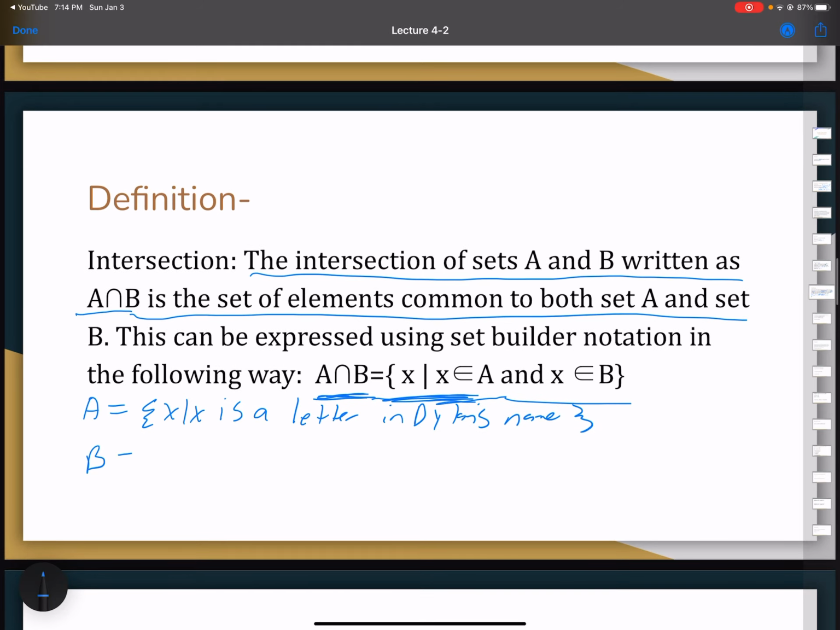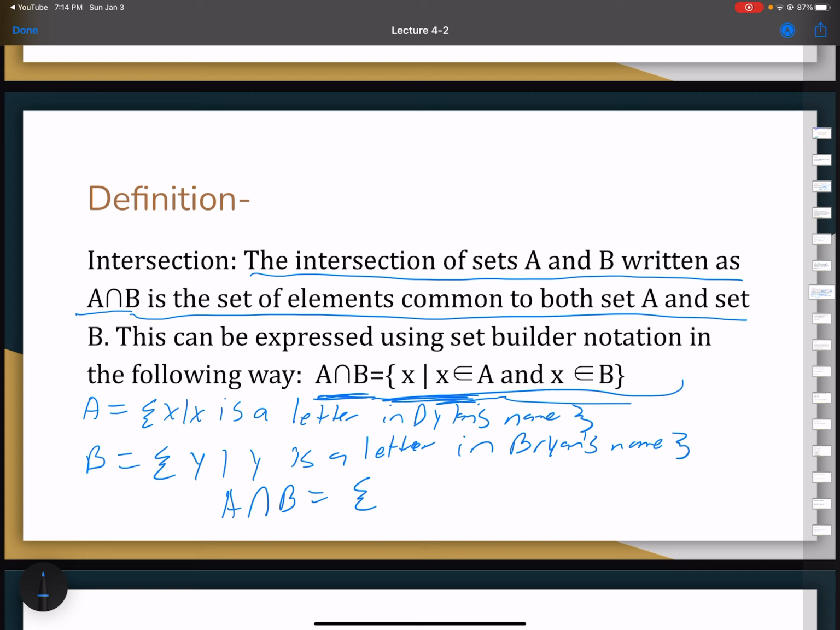And we'll take set B as all of the y given that y is a letter in Brian's name. And we want to find A intersect B: all of the letters such that that letter is in A, that letter is in Dylan's name, and that letter is in Brian's name. So the first letter I see that they have in common is a Y.